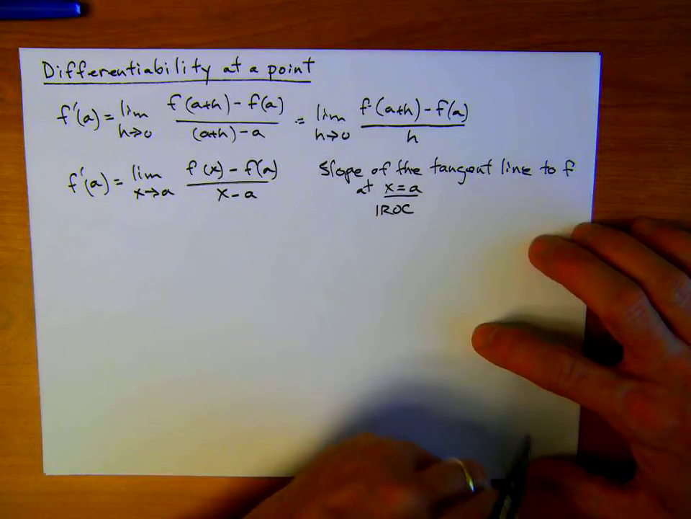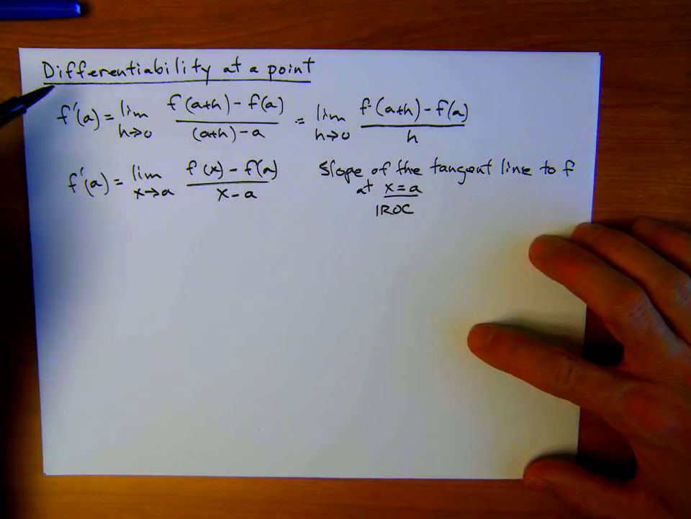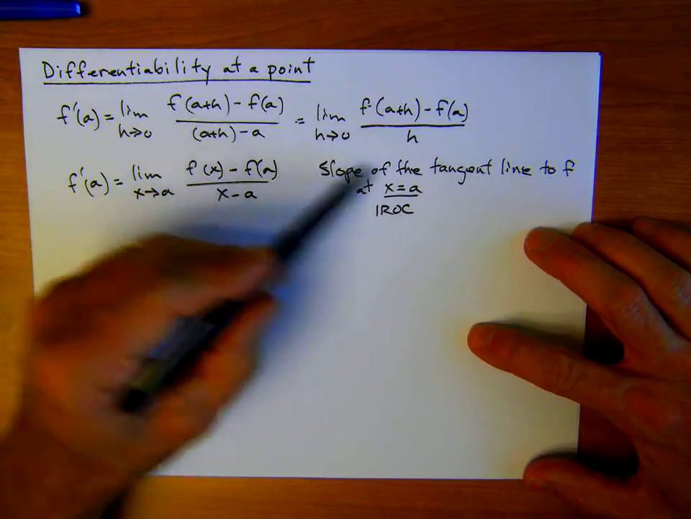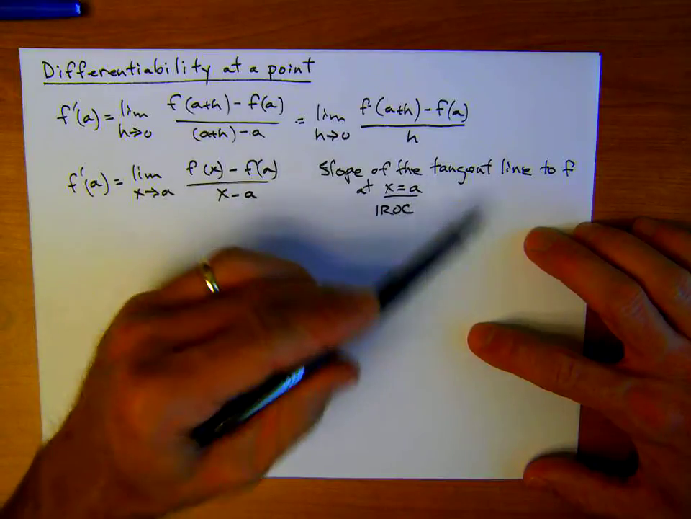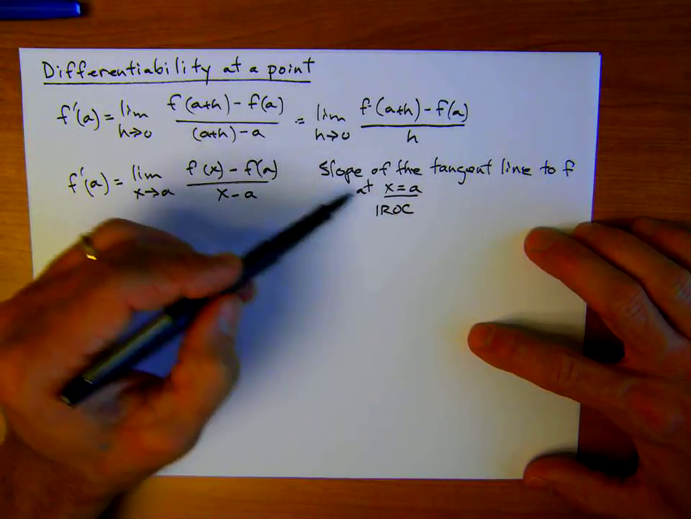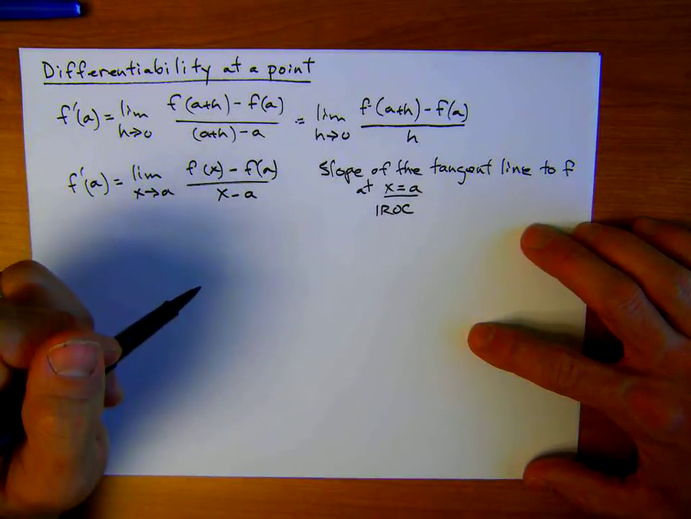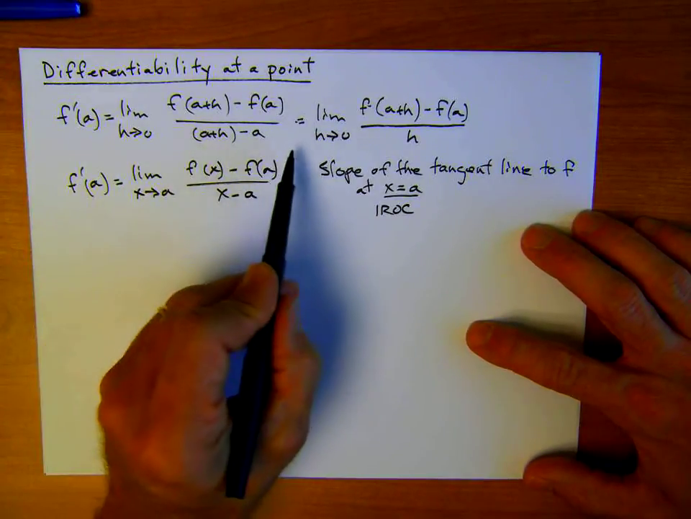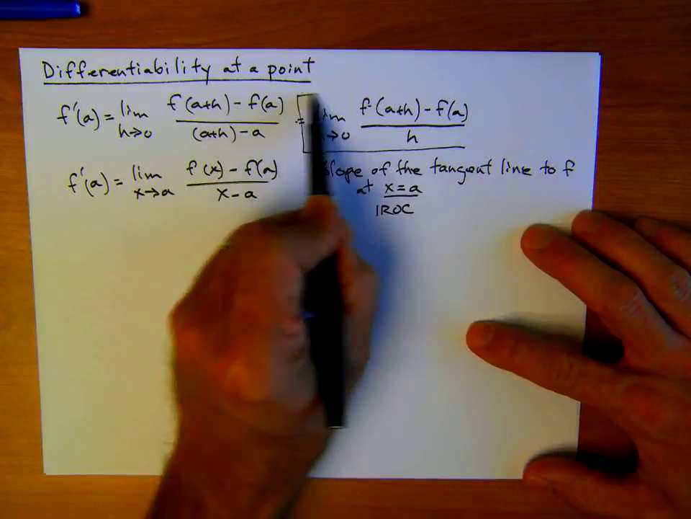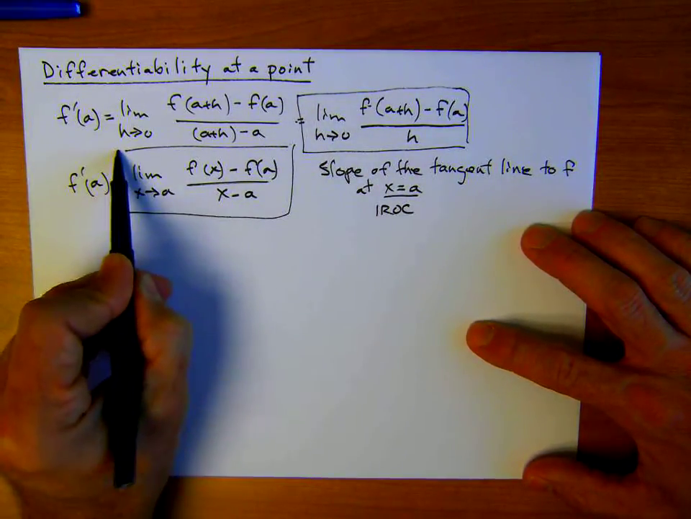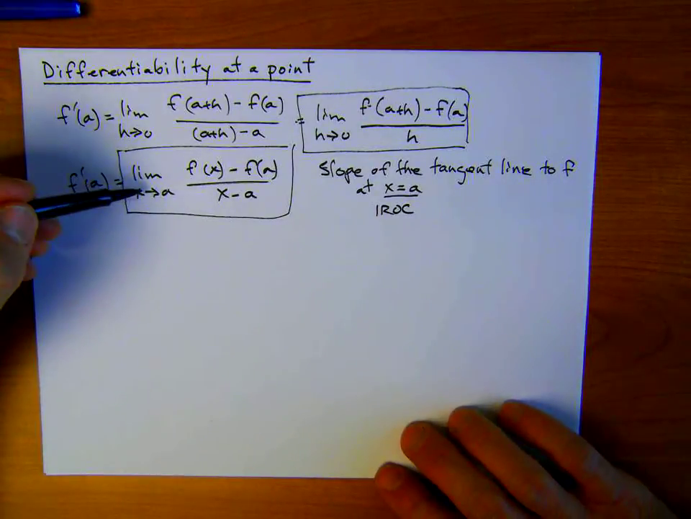So the question that I'm posing in this lecture is, when is a function not differentiable at a point? When do we not have the slope of the tangent line to a function? When is the instantaneous rate of change of a function undefined? These are all equivalent ways of saying it. But if you go back to our definitions here, notice that in both cases, the definition is a limit.